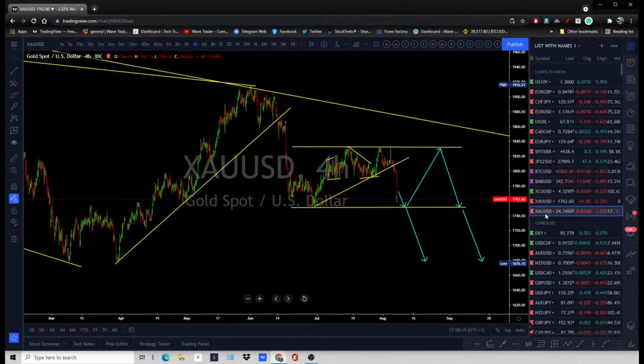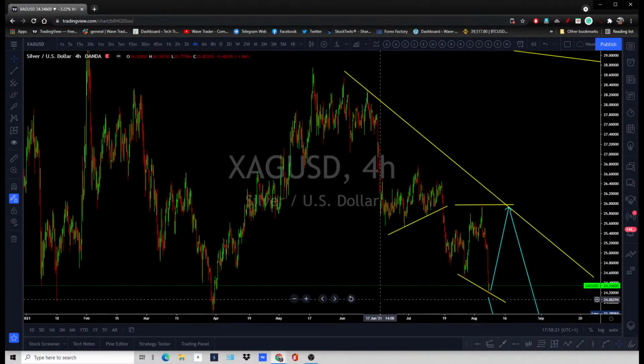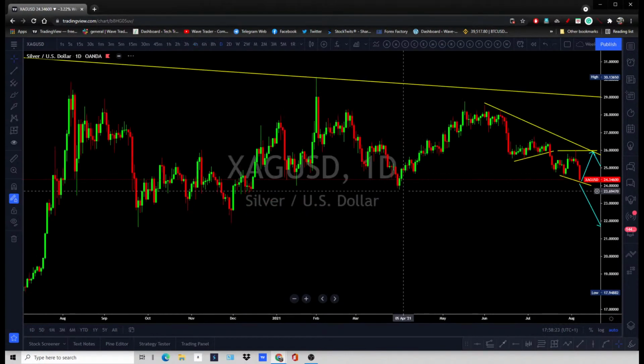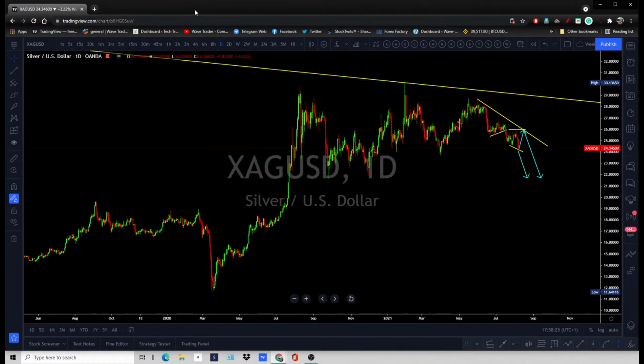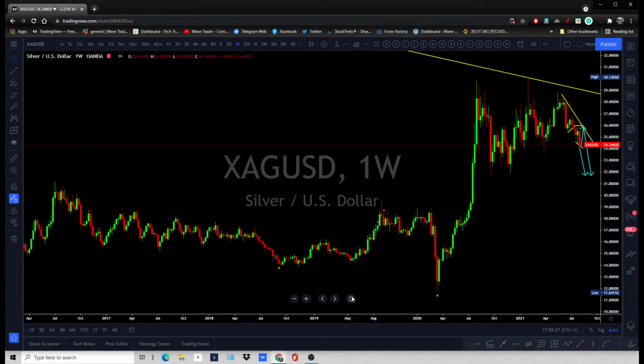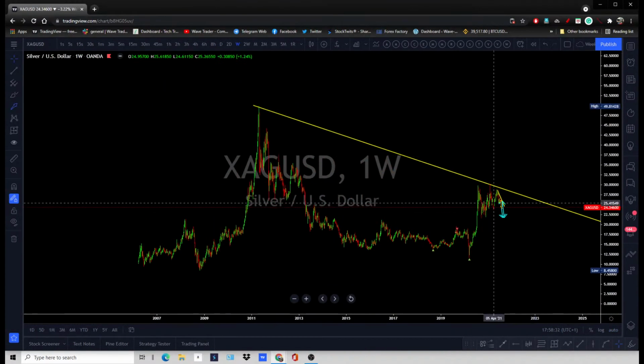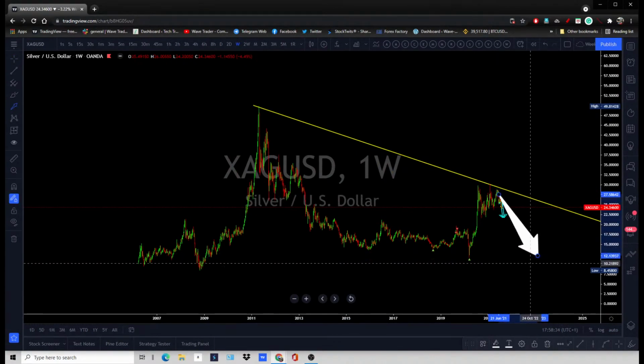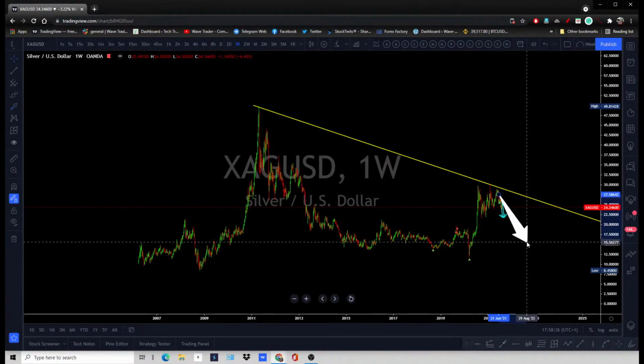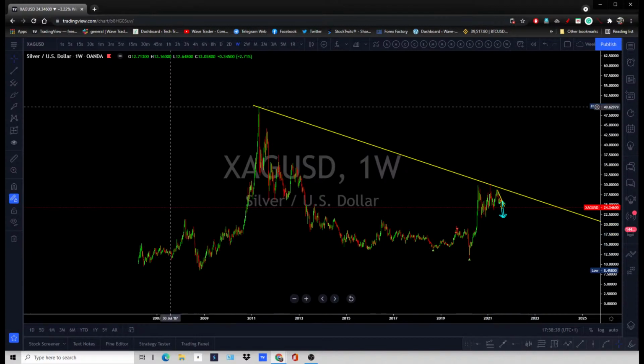Same goes with the silver chart. Silver chart has already broken. I'm expecting it to go much lower, or silver to go all the way back to these areas. A deflationary move, going all the way back to these areas, or the average price 15 area.